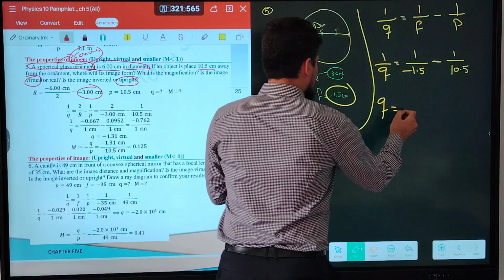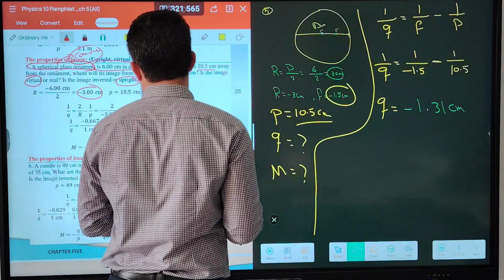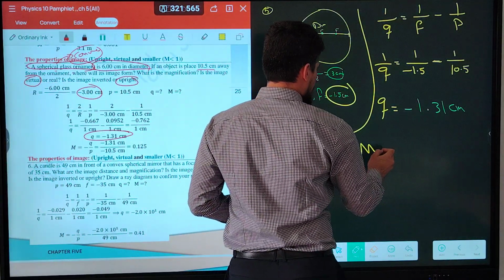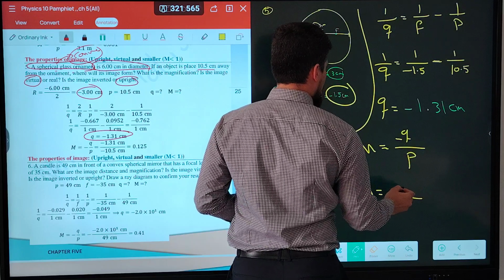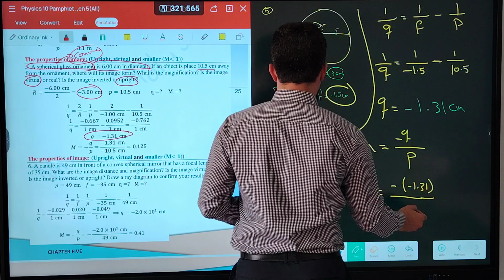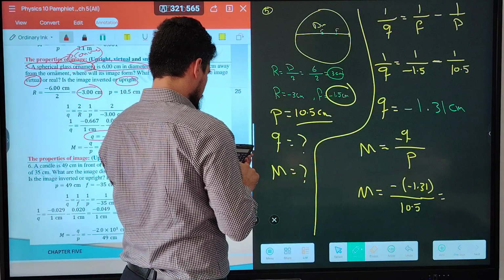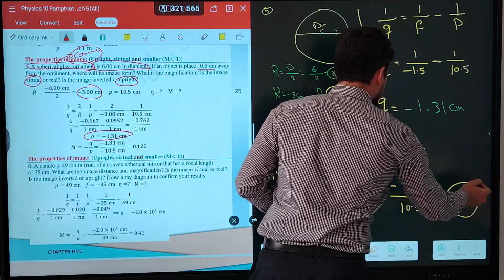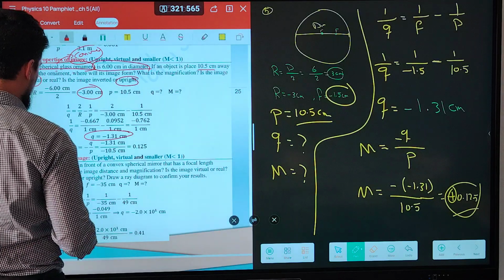Guys, I got negative 1.31 centimeter. Magnification, it's very easy, is equal to negative Q over P. Q is negative 1.31 divided by P, 10.5, which is equal to positive 0.125. The image is upright, reduced, and virtual. This is question 5.